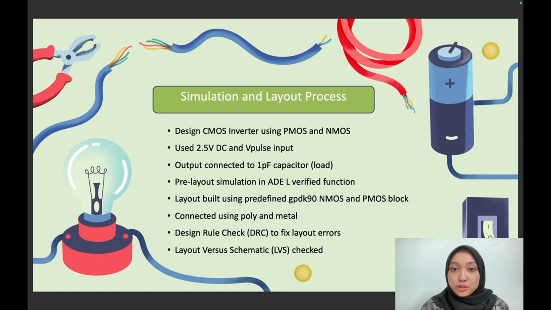So this is the simulation and layout process. Design the CMOS inverter using PMOS and NMOS. Use 2.5 volt DC and V pulse input. The output is connected to a 1 picofarad capacitor as a load. Pre-layout simulation in ADE L verified the function. The layout is built using predefined GPDK90 NMOS and PMOS blocks, connected using poly and metal. Run design rule check, DRC, to fix layout errors. And last one, layout versus schematic check.